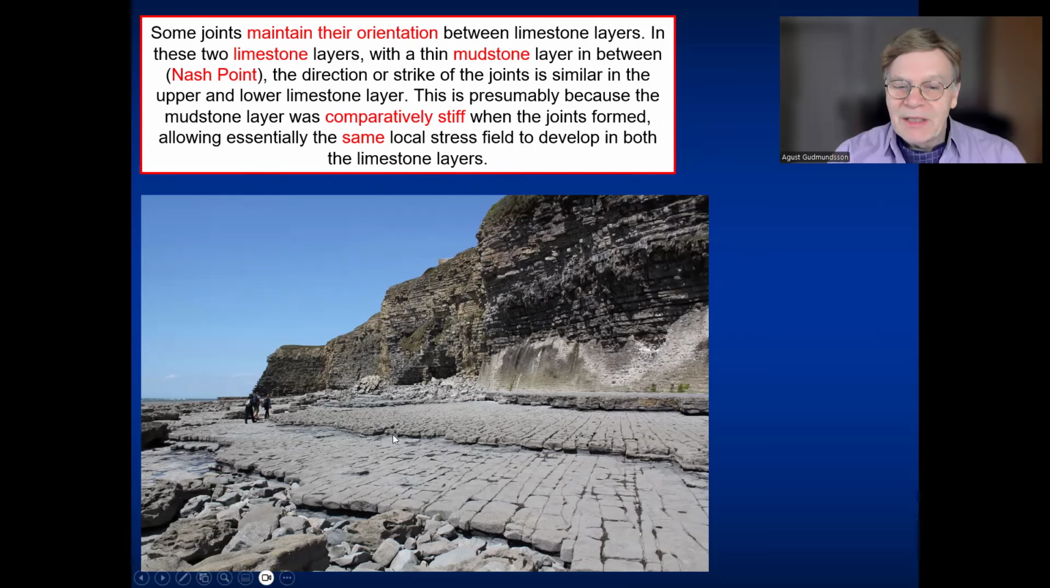But if the mudstone has become really hard rock, with similar properties to the limestone layers above and below, then the stresses can easily be transferred from one layer of limestone to the other one, and then the stress fields may be very similar, as is the case here, and the joints have a similar strike in this layer as in that one. So that's probably in this case the thin mudstone here was already relatively stiff and allowed transfer of stress from this limestone layer to that one. But that's not always the case. Definitely not.